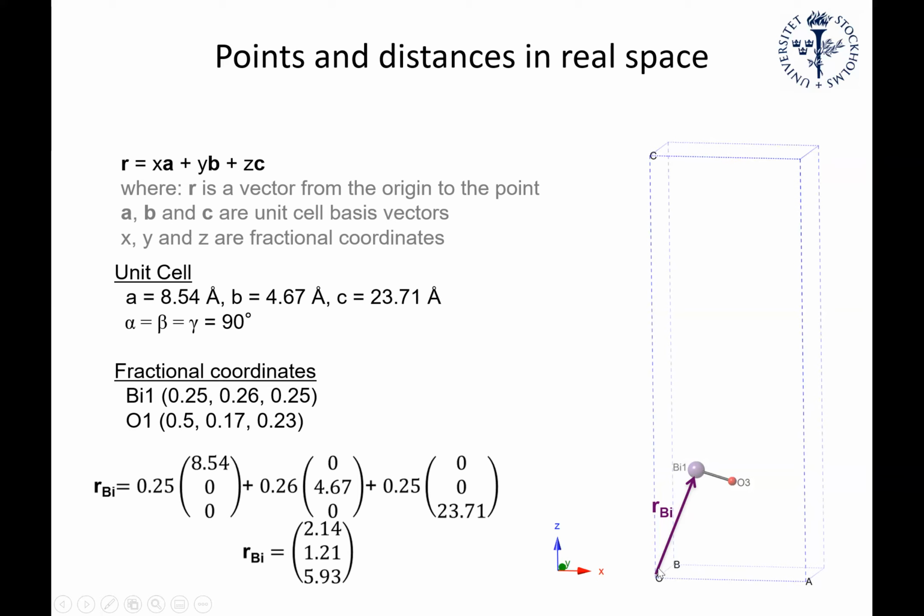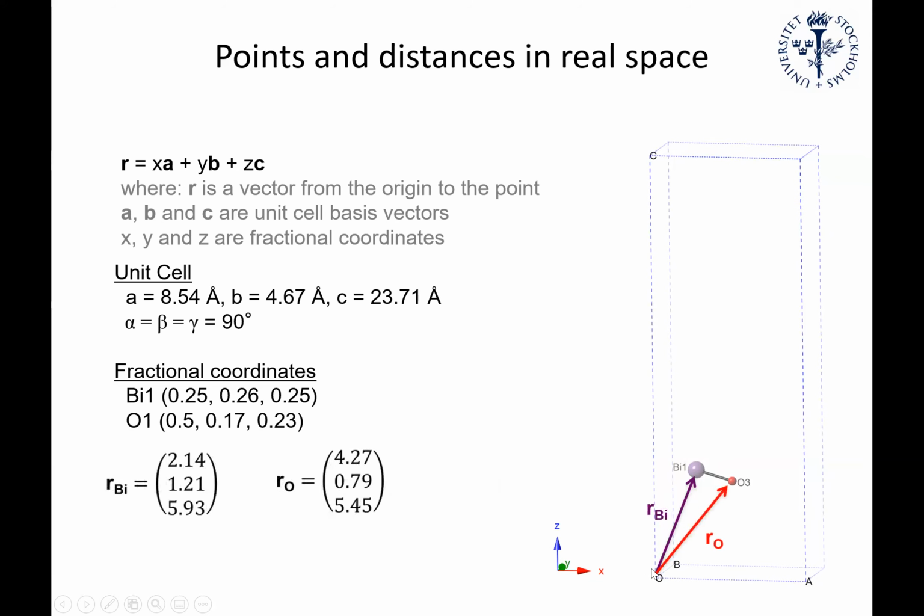If you add those three up, then you end up with one vector going from the origin to that bismuth position. These are in units of angstrom now, not fractional coordinates. So you go 2.14 angstrom along the x direction, 1.21 angstrom along the y direction, and 5.93 angstrom along the z direction. That's our vector from the origin to our bismuth cation. We can repeat this process to get our other vector going from the origin to that oxygen atom. I won't repeat it, but the mathematical process is the same. You just replace the fractional coordinates with the appropriate ones for oxygen to get the second vector.